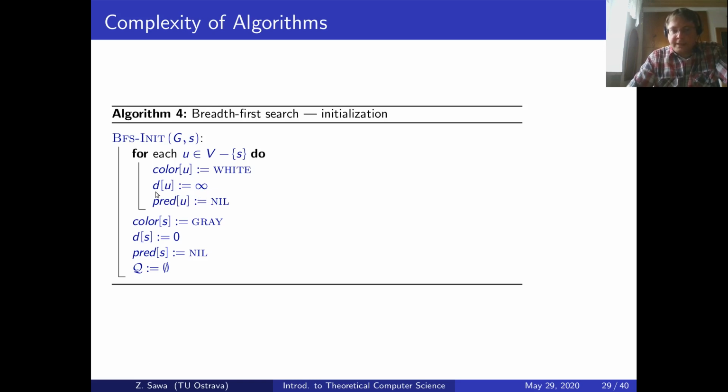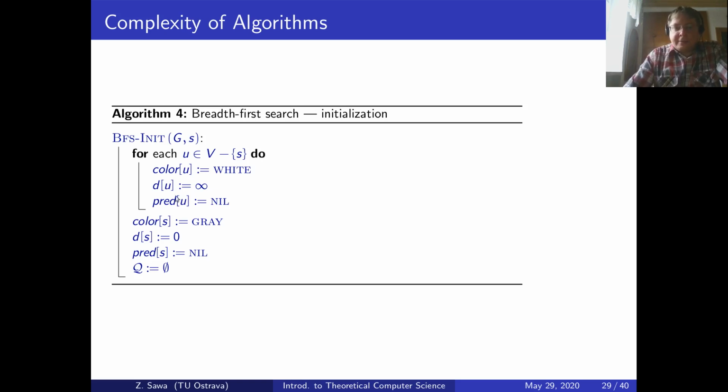This d for each node will represent the distance from the initial node S. So at the beginning each node is white, and its distance is set to infinity. After the end of the algorithm, those nodes that are not reachable from S will still have infinite distance, but those that are reachable will have some particular number that specifies this distance.